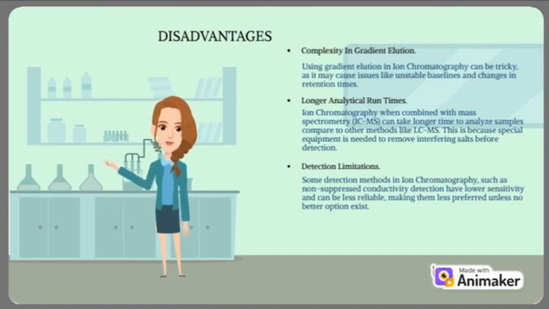Next, longer analysis time. Ion chromatography combined with mass spectrometry, IC-MS, can take longer to analyze samples compared to other methods like LC-MS. This is because special equipment is needed to remove interfering salts before detection. Lastly, detection limitations. Some detection methods in ion chromatography like non-suppressed conductivity detection have lower sensitivity and can be less reliable, making them less preferred unless no better option exists.